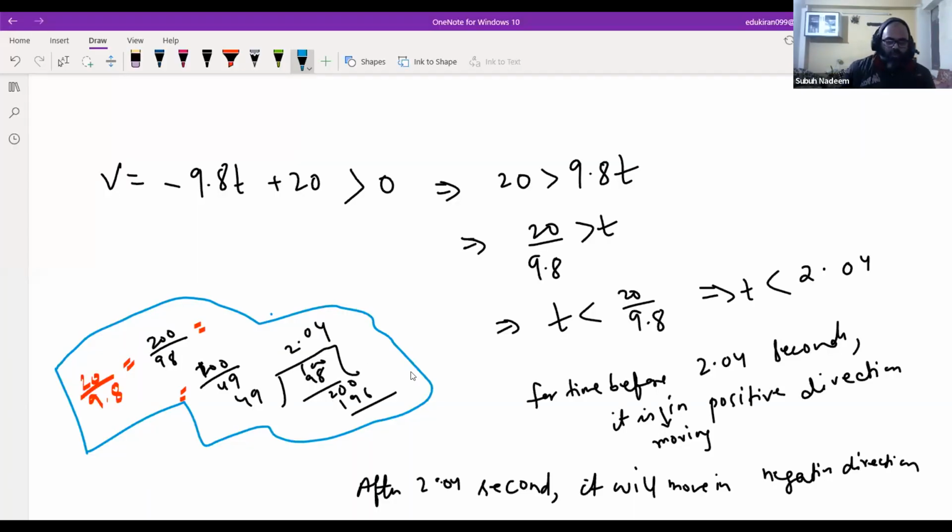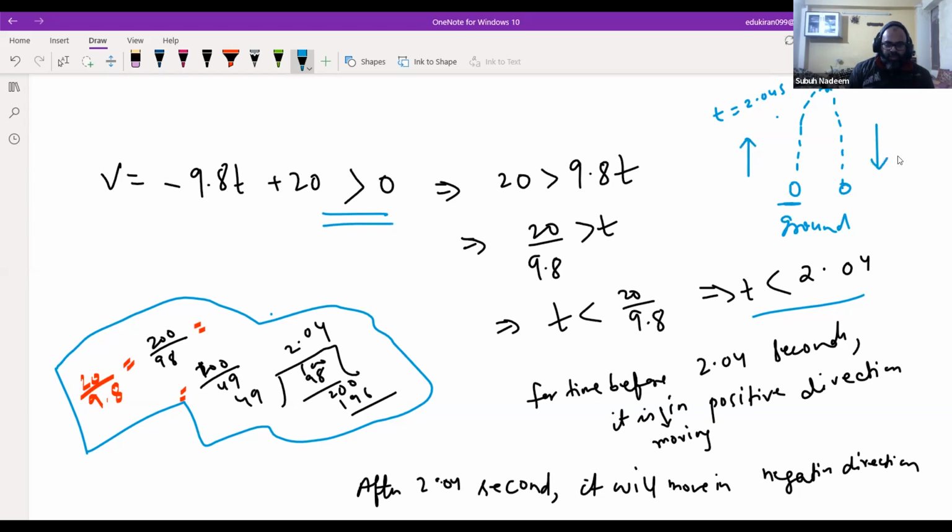What is happening is that the object is being thrown like this from the ground, and this ball goes up. At t less than 2.04 seconds, that is at the top, it is 2.04 seconds. This will stop and then it will come down to the ground. So before 2.04 seconds, the direction of the velocity is up. That is why it is coming out to be positive. And after 2.04 seconds, the direction of velocity is downward. That is, it is negative.